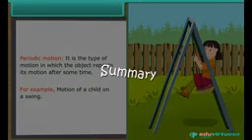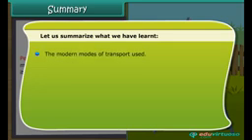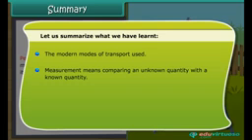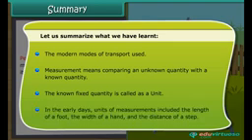Summary. Let us summarize what we have learnt. The modern modes of transport used. Measurement means comparing an unknown quantity with a known quantity. The known fixed quantity is called a unit. In the early days, units of measurements included the length of a foot, the width of a hand, and the distance of a step.